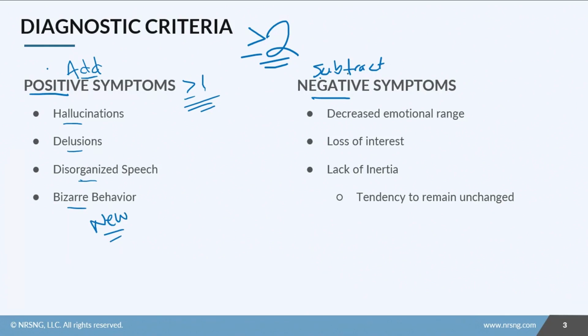Now, negative symptoms subtract things. So a decreased emotional range, a loss of interest, a lack of inertia. Now, inertia itself is the tendency to kind of stay in motion. And so if they have a lack of inertia, then it's a tendency to do nothing or remain unchanged. Okay, so those are negative symptoms. So positive symptoms add, negative symptoms subtract.